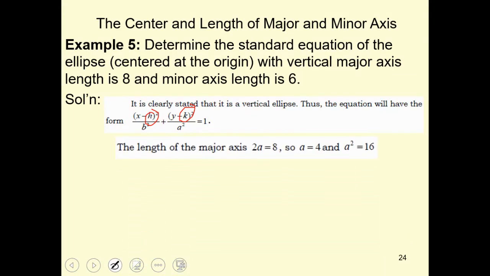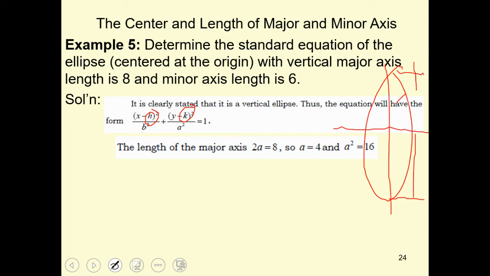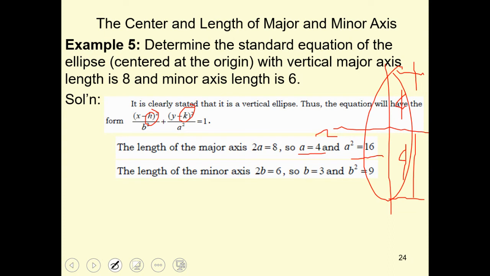So the length of the major axis is 8. That's what was given, 8. So half of this is 4. So your A is 4, so A squared is 16. Okay, 4 squared is 16. That is your major axis. Your length of the minor axis is 6, so B is 3. And B squared is equal to 9.